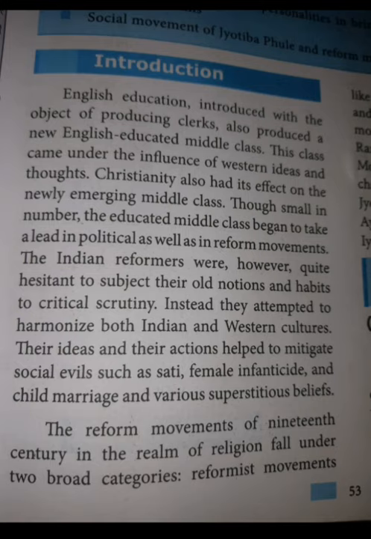Next one. Instead they attempted to harmonize both Indian and Western culture. To produce serious harmony, they took serious things from Western culture as well as Indian culture. The ideas and their action helped to mitigate social evils. What does mitigate mean? To lessen. It was a painful thing for the reformers. What happened in India? Sati, polygamy, child marriage, widow remarriage not allowed, slavery, untouchability. That made it harmful, serious and painful for the reformers. That is the meaning of mitigate.